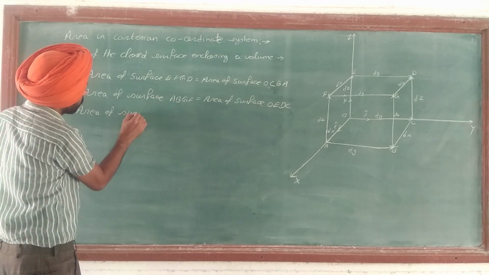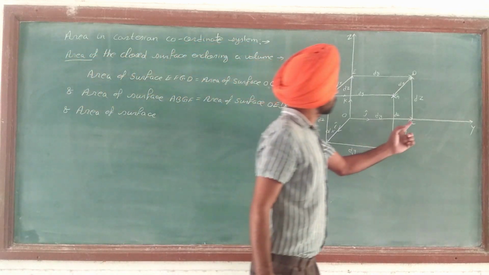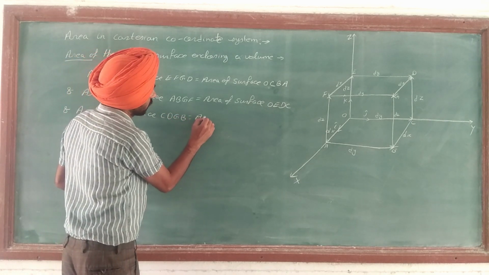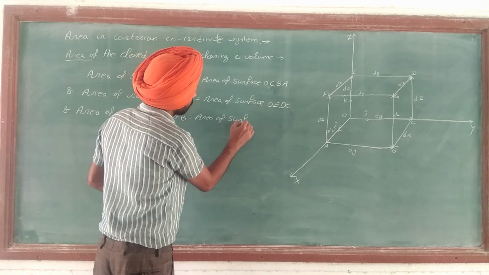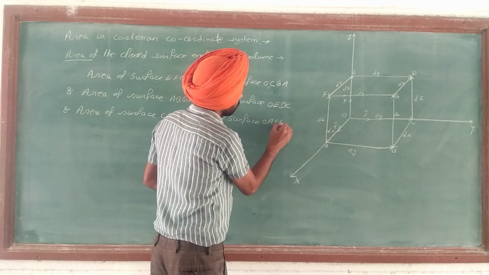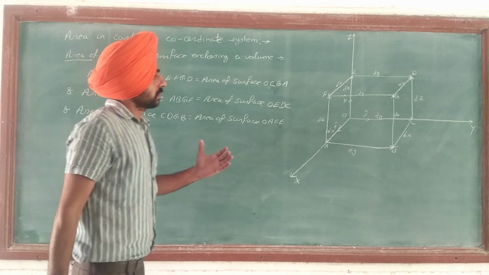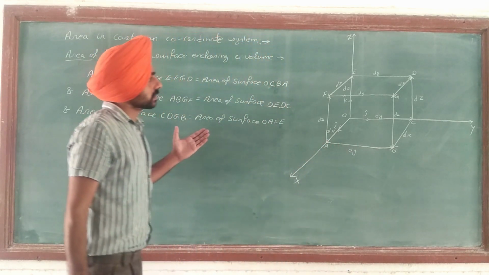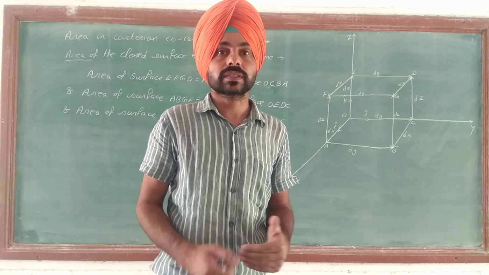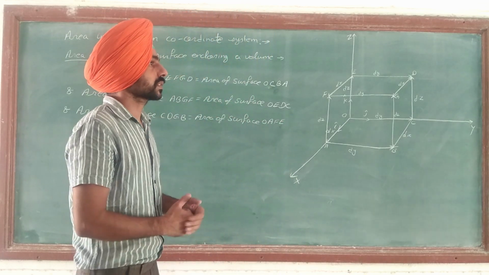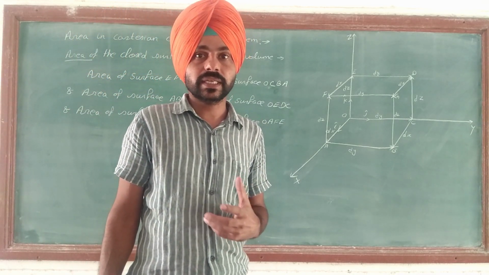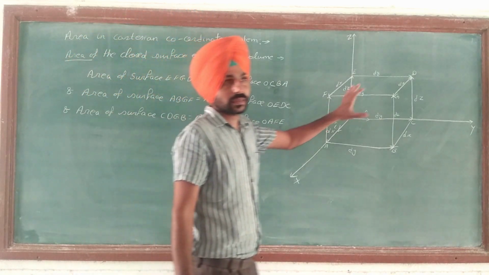Area of surface this CDGB equal to area of surface this face, this is OAFE. So we have to choose the area of surface in such a way that the area vector should point normal to the surface but in outward direction. So this is the convention while doing the calculations to find out the area of the surface which encloses the volume, like this example.